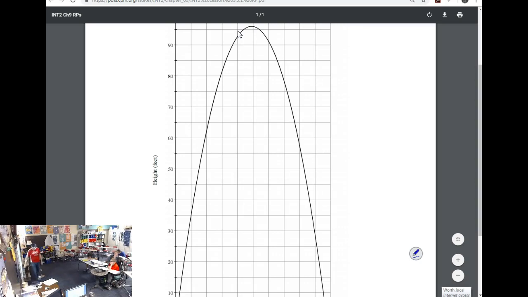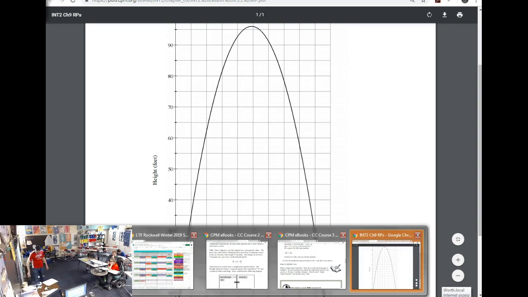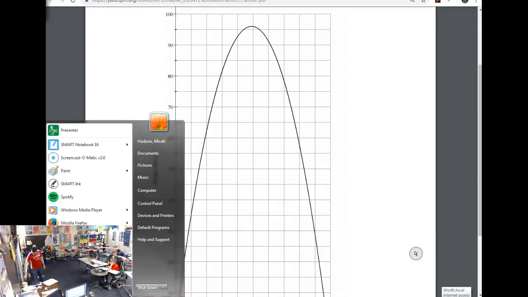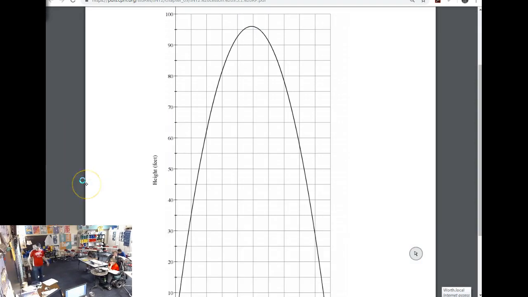I don't know why my Smart Ink decided to stop working, but I'm going to try to get it back. Reality is often disappointing.